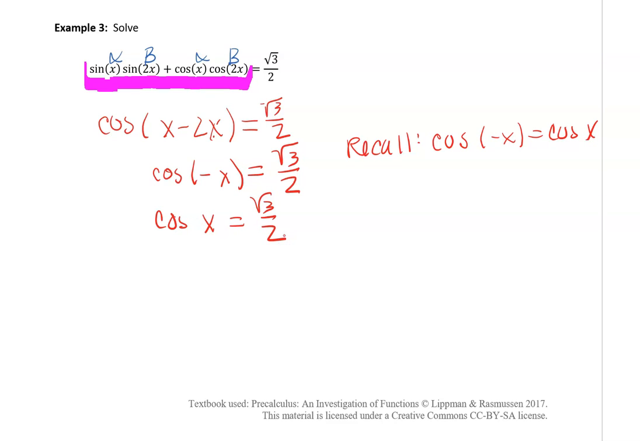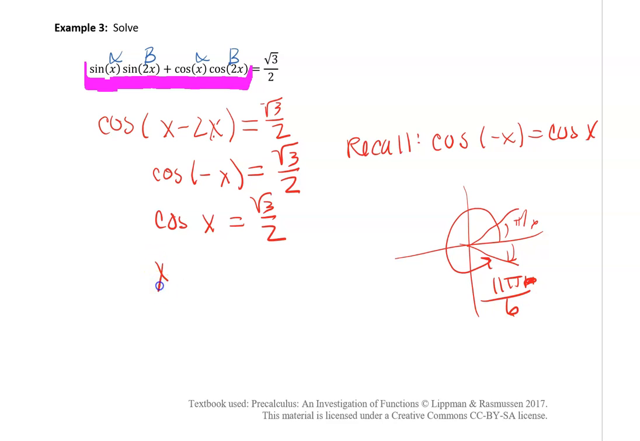And so where is cosine x equal to square root of 3 over 2? Draw your coordinate grid. That would be here when we have pi over 6, or that would be here when I have 11 pi over 6. So x would be equal to pi over 6 plus 2 pi k if it cycles around, and x would be equal to 11 pi over 6 plus 2 pi k if it cycles around, because they did not restrict the domain in any way in solving this.